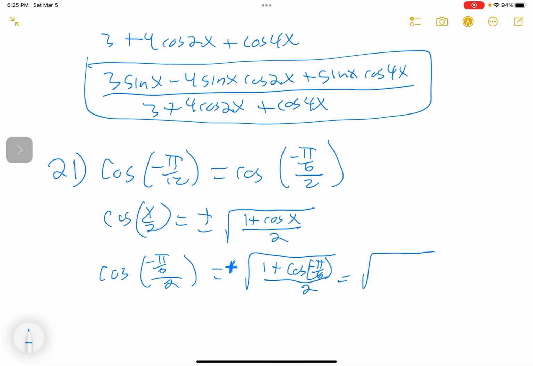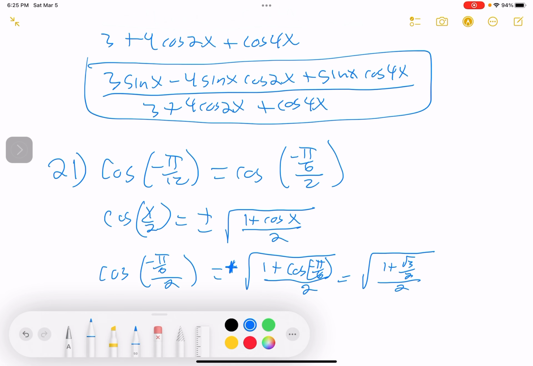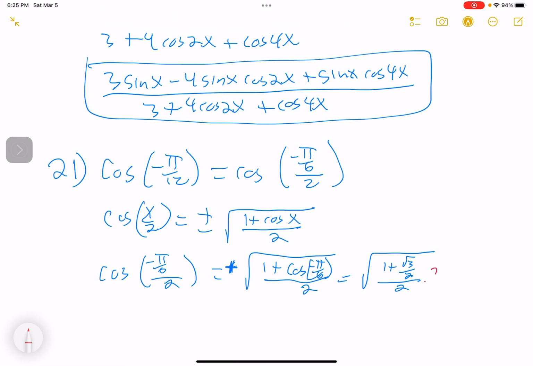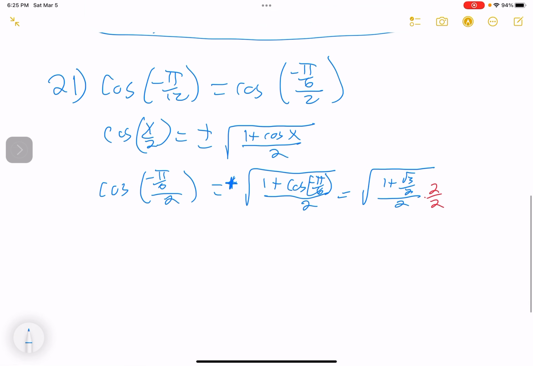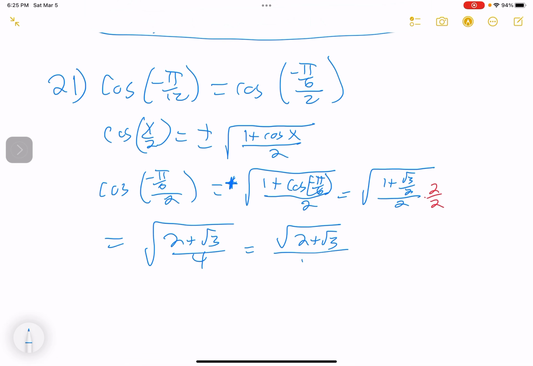So it's the square root of 1 plus the square root of 3 over 2, all over 2. And here, just to clear out those fractions, I'm going to multiply by 1 in the form of 2 over 2. And we have the square root of 2 plus the square root of 3 over 4. So that could be simplified to be the square root of 2 plus the square root of 3 over the square root of 4. So the square root of 2 plus the square root of 3 over 2.